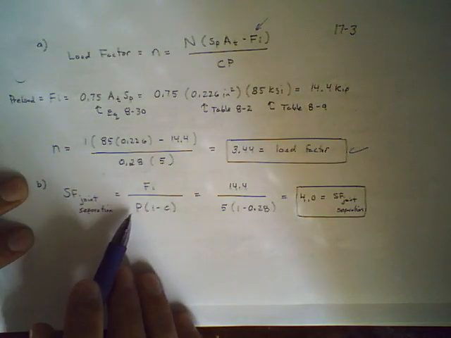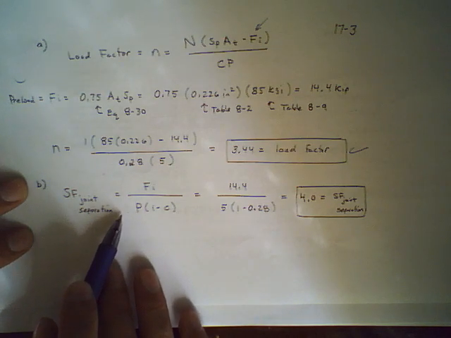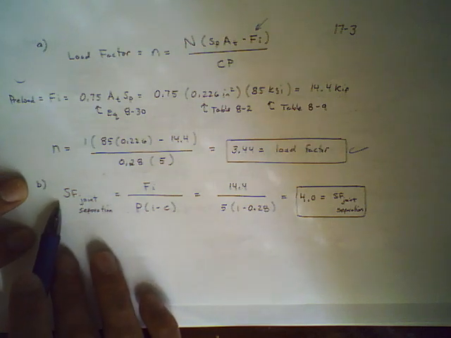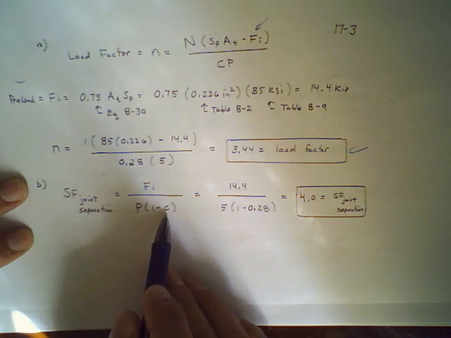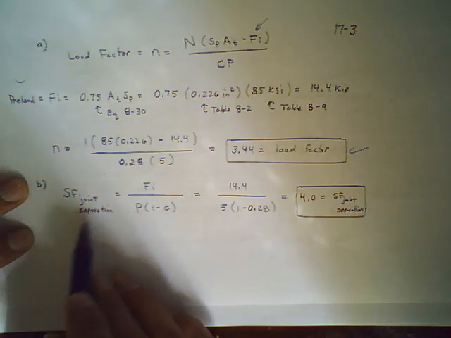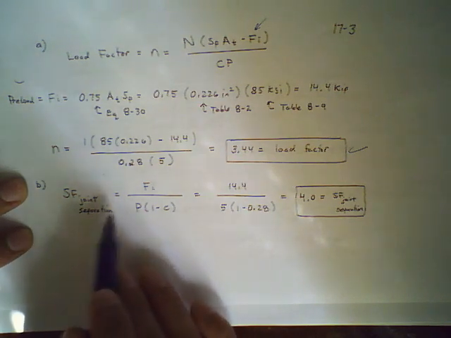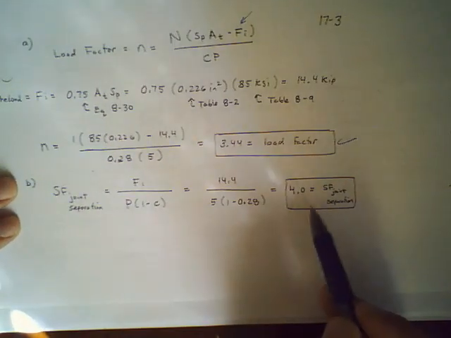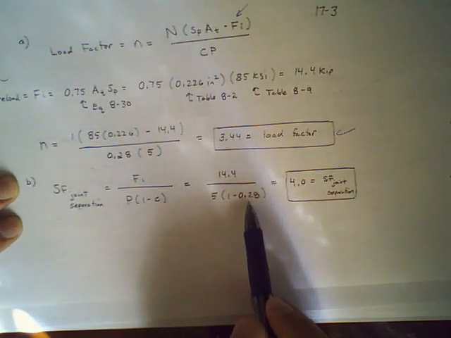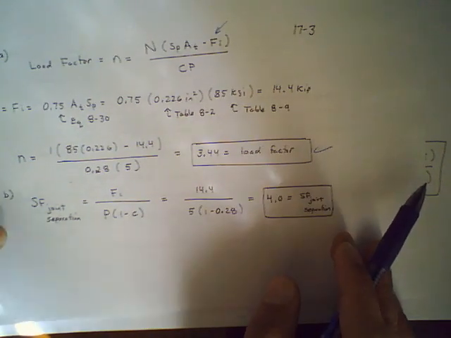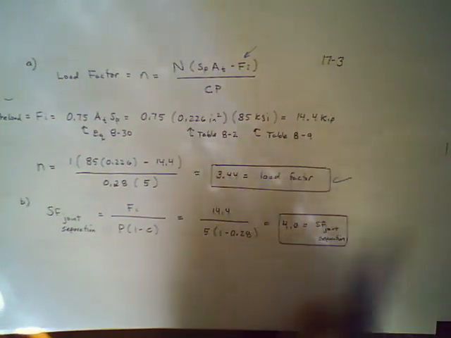Joint separation occurs when the external force exceeds the compressive force of the preload in the bolts. So the joint separation factor is going to be Fi divided by P times (1 minus C). I would let you guys calculate the safety factor for joint separation in the case where you have many bolts. How would you calculate that? You should do this as an exercise. So in this case, we have Fi, we have P, 1 minus 0.28, which would be equal to 4.